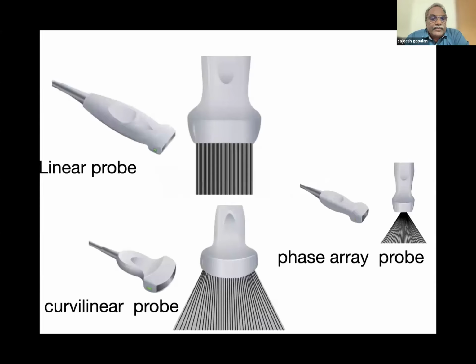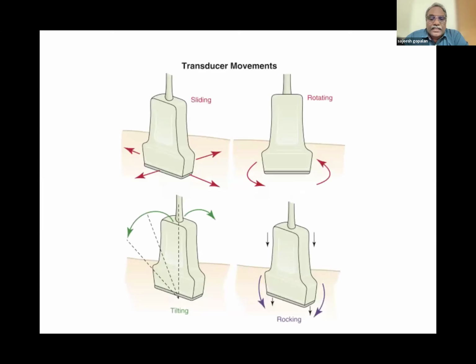We have different types of transducers. The commonly used transducer is a linear probe. This is a high frequency linear probe. Then we have a curvilinear probe. Then we have a phased array probe. The phased array probe is mainly used for echo and all. These are the two probes we mainly use, the linear probe and the curvilinear probe. These are some of the probe movements, transducer movements.